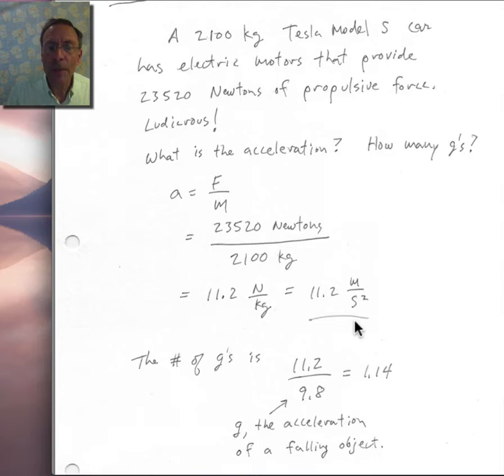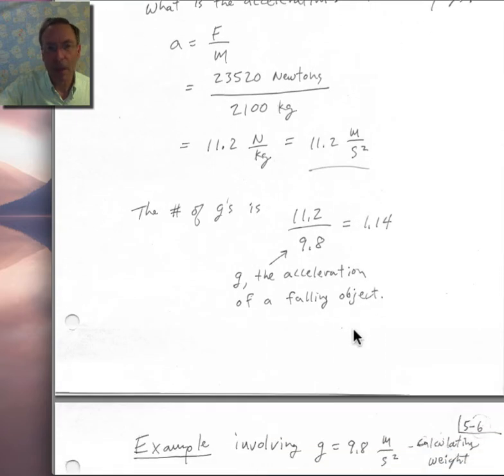11.2 meters per second squared. Now, this is a crazy acceleration. I mean, it's a lot of acceleration. It's more acceleration than you get from just falling, right? If you fall, you're going to accelerate at 9.8 meters per second squared. The car can accelerate this much.